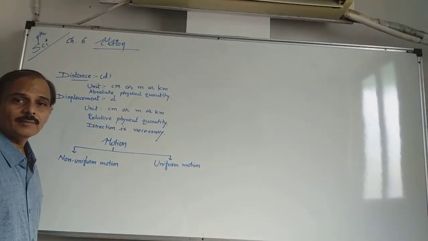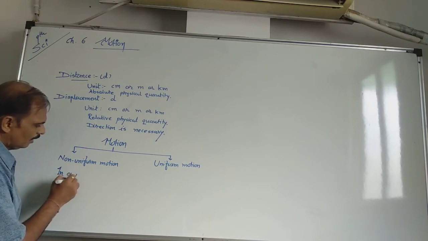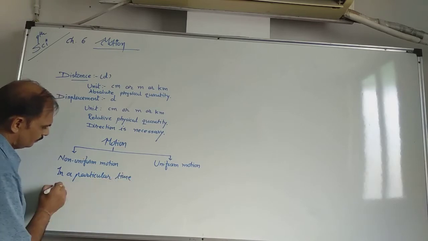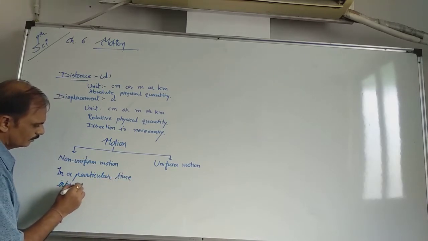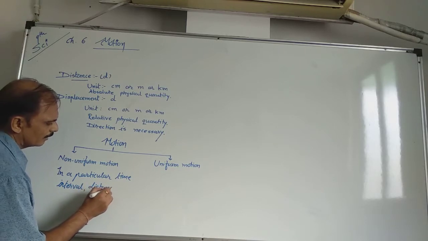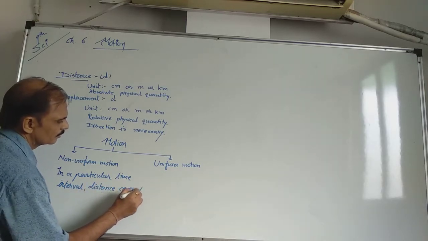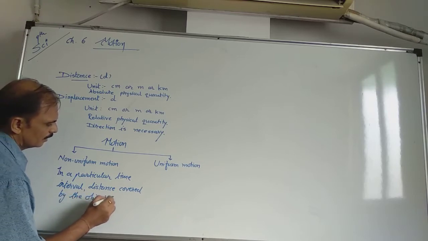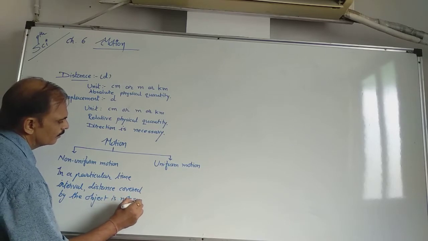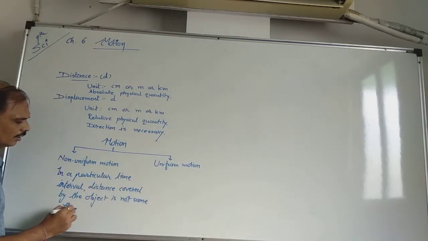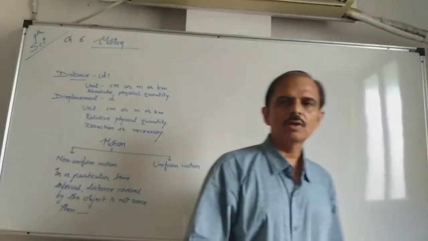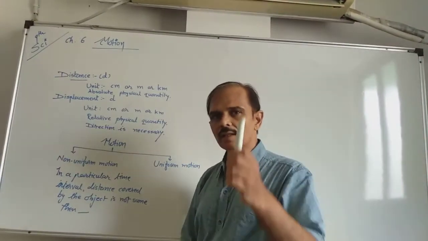In a particular time interval, if the distance covered by the object is not the same, then it is called non-uniform motion. And in a particular time interval, if the distance covered by the object is the same, equal, in equal time interval, distance covered by the object is equal.